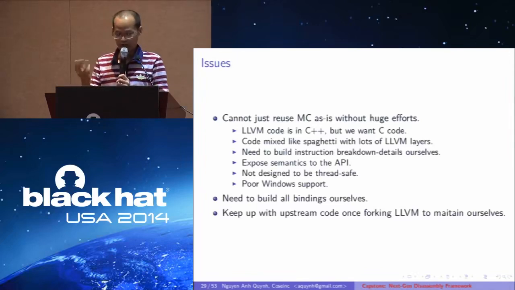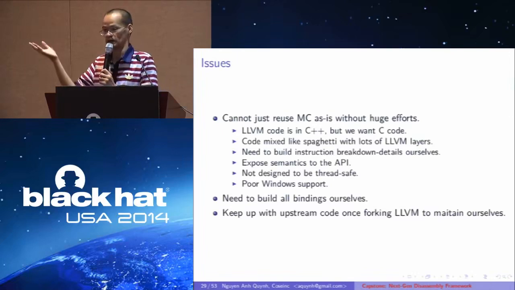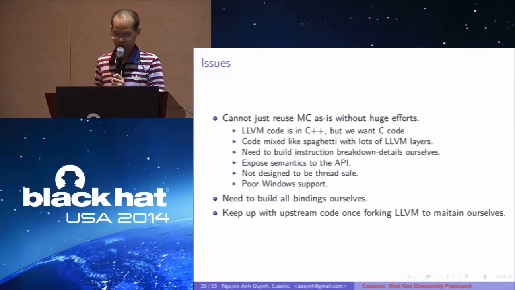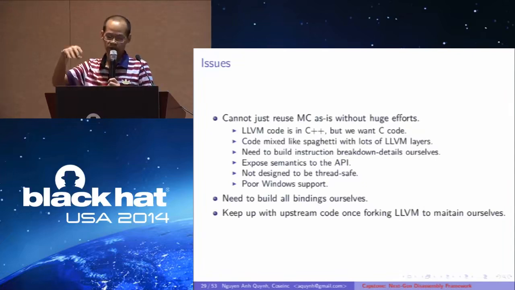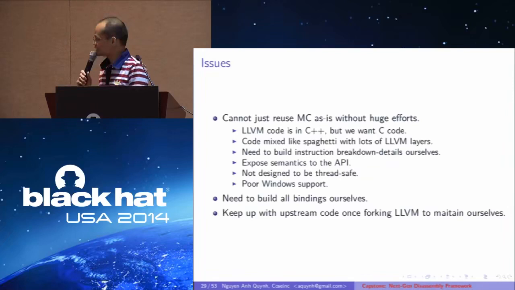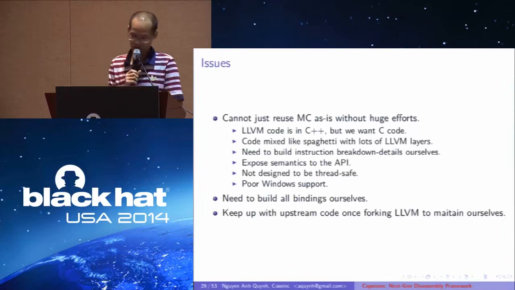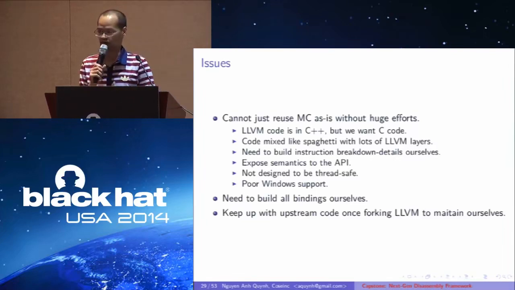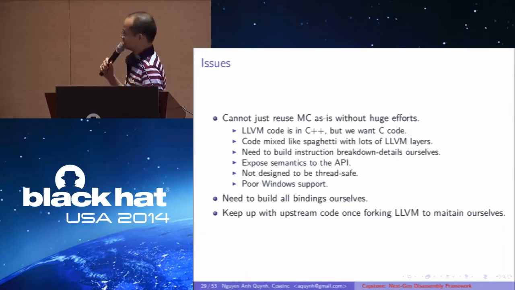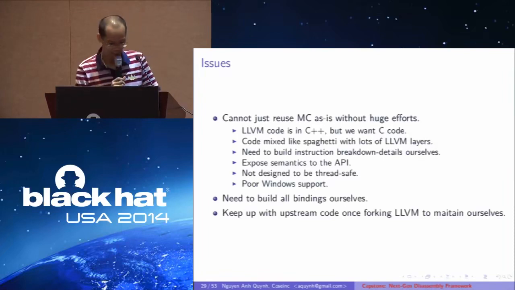Another thing, LLVM doesn't provide the semantic information for instructions like what you saw, so we need to do that ourselves too. And MC is not designed to be thread safe, which means you cannot build your program using MC just to run in parallel. This one is understandable, because there's no need for code inside LLVM to be multiprocessing. No need to be thread safe, so it's okay for them. It's not okay for me because I want to have a thread safe framework. And LLVM doesn't have good Windows support, so that's a big problem.